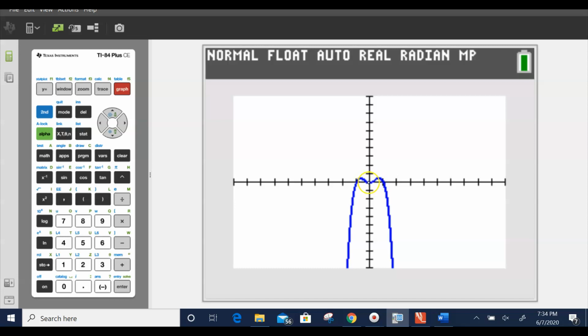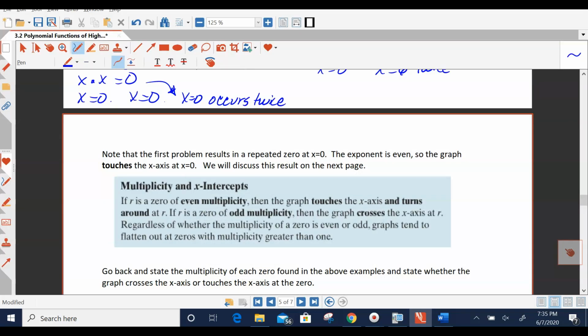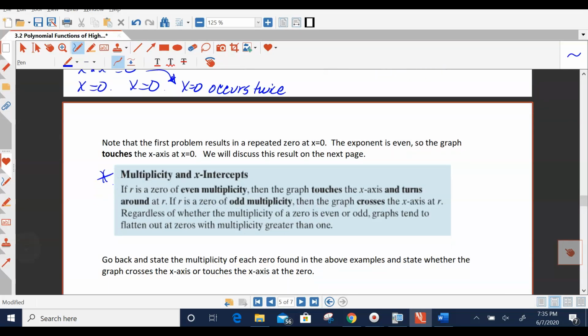If a 0 occurs an odd number of times, your graph is going to cross the x-axis. The graph crosses the x-axis here at -1. You see it crosses right over it. The graph crosses here at the x-axis on the 0 of +1. So if the multiplicity is an odd number of times, it occurs once, 3 times, 5 times, the graph is going to cross the x-axis. If it occurs an even number of times, it's going to bounce.